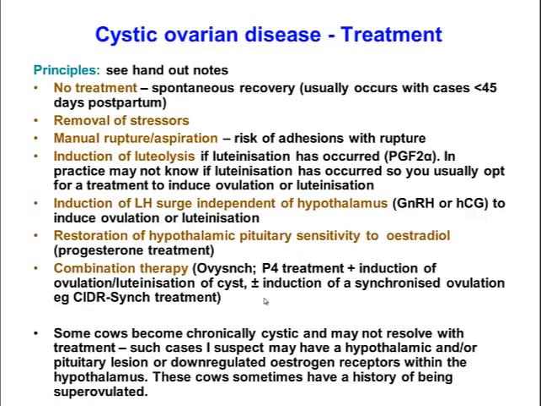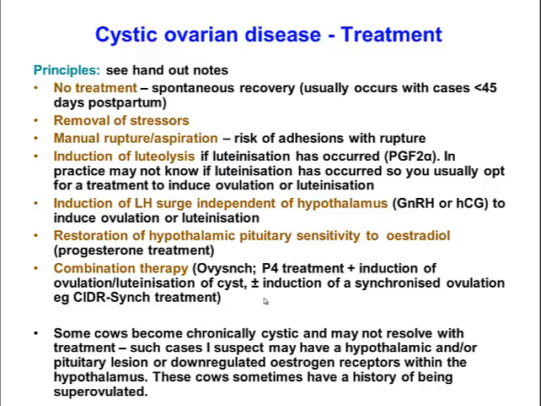How do we treat them? If they're not treated, then most cases will spontaneously recover. And these are cases that occur within the first 45 or so days post-calving. The further you go from calving, that is, if you get beyond 45, 50 days, the longer they've been cystic for, the harder it is for them to recover from the condition. And it also means that if you treat them, you're less likely to get a positive response to treatment the longer they've had the condition.